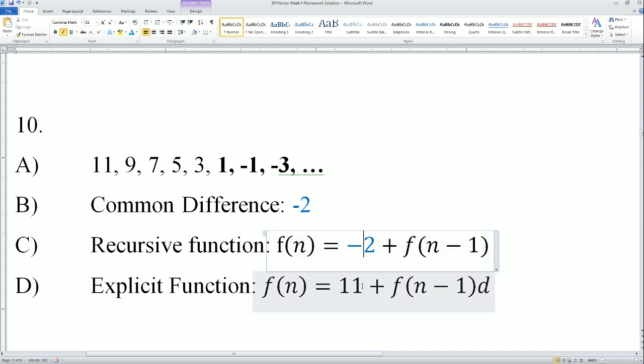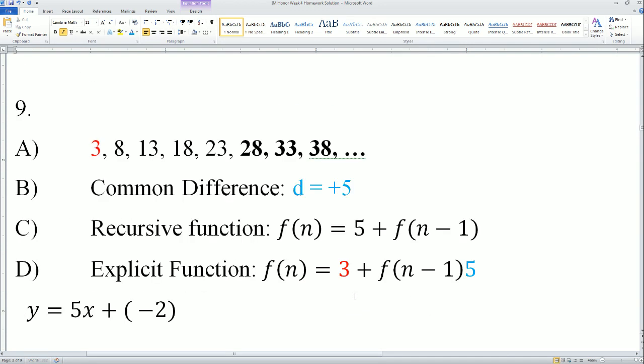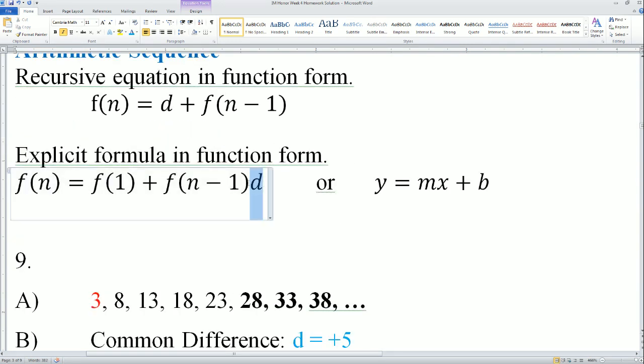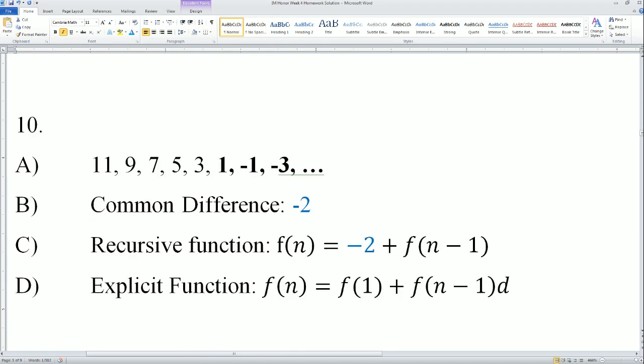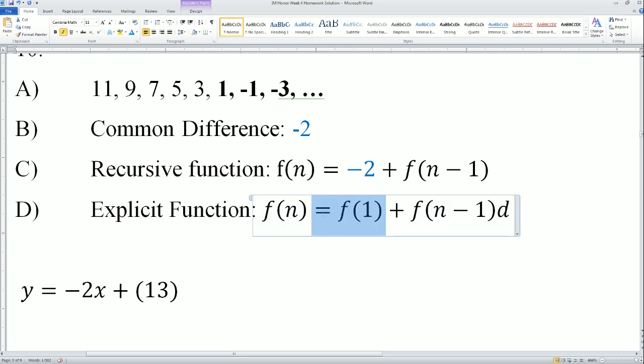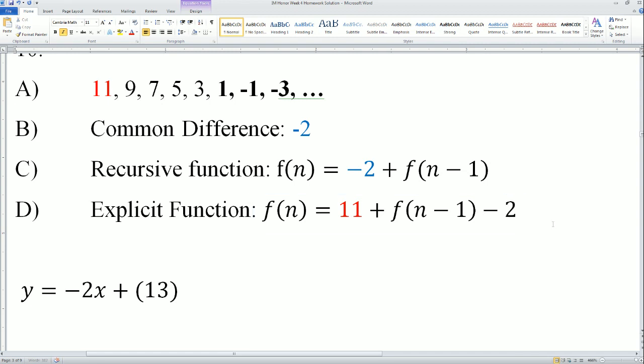Next, we can do the implicit form. Remember this. This is the implicit form of the arithmetic sequence. Here you go. What is f of 1? f of 1 is your first term, so I'm going to make that red. Subtracting 11. Your common difference here was negative 2. Good. And I could show you how to get the y equals mx plus b.